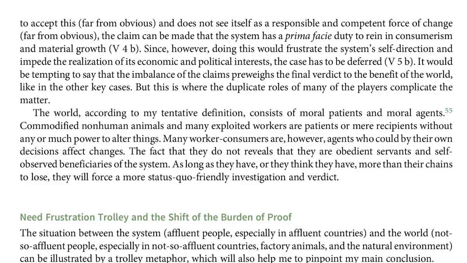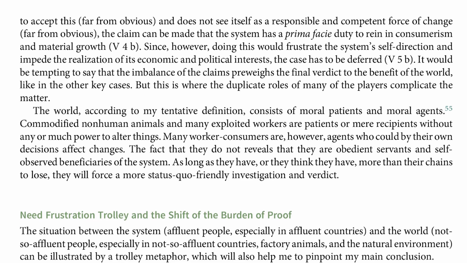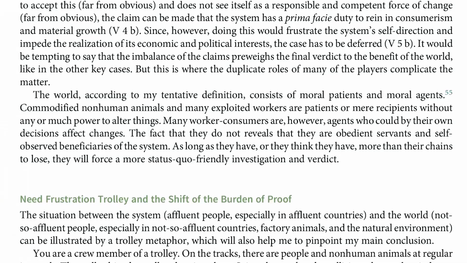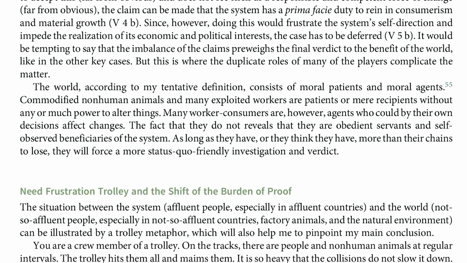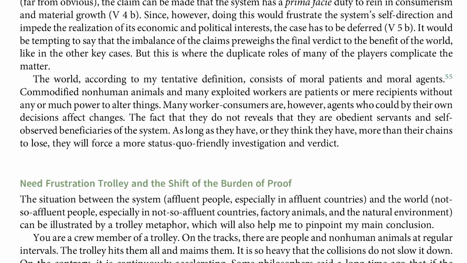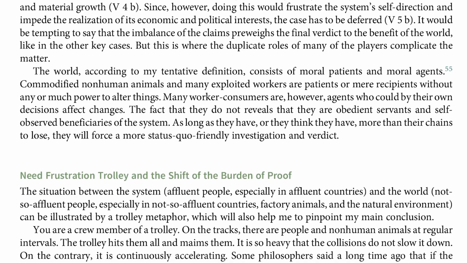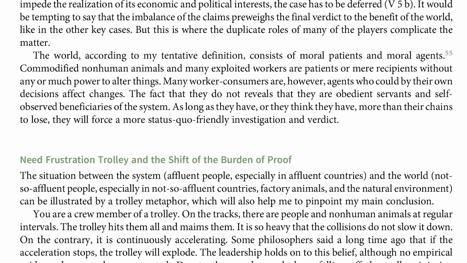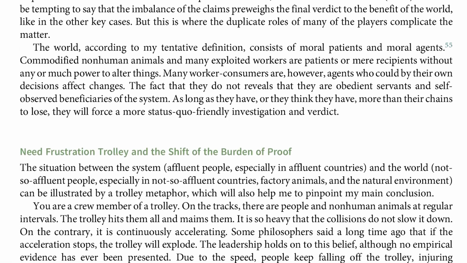It would be tempting to say that the imbalance of the claims proves the final verdict to the benefit of the world, like in the other key cases. But this is where the duplicate roles of many of the players complicate the matter. The world, according to my tentative definition, consists of moral patients and moral agents. Footnote 55. Commodified non-human animals and many exploited workers are patients or mere recipients without any or much power to alter things. Many worker consumers are, however, agents who could by their own decisions affect changes. The fact that they do not reveals that they are obedient servants and self-observed beneficiaries of the system. As long as they have, or they think they have, more than their chains to lose, they will force a more status quo-friendly investigation and verdict.